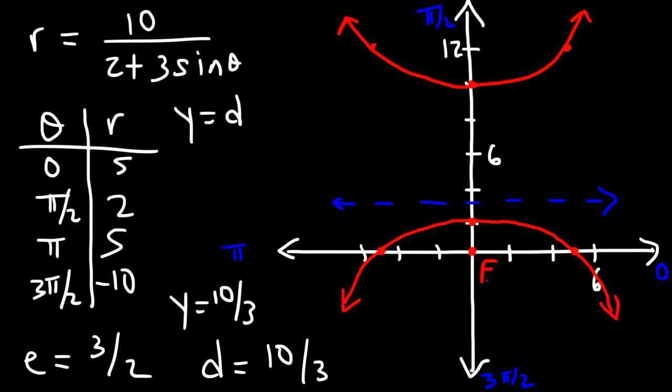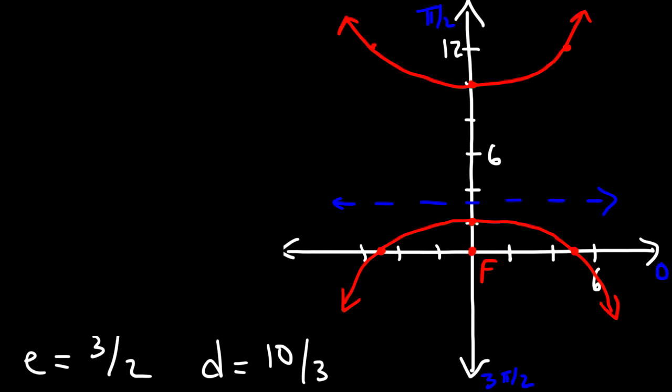Now let's write a rectangular equation for this hyperbola. So we need to calculate a, b, and c. Notice that the center of the hyperbola is the midpoint between these two vertices. So this is at 2 and this is at 10. The midpoint of 2 and 10 is the average of the two numbers. 2 plus 10 is 12, and 12 divided by 2 is 6. So the center of this hyperbola is located at 0, 6.